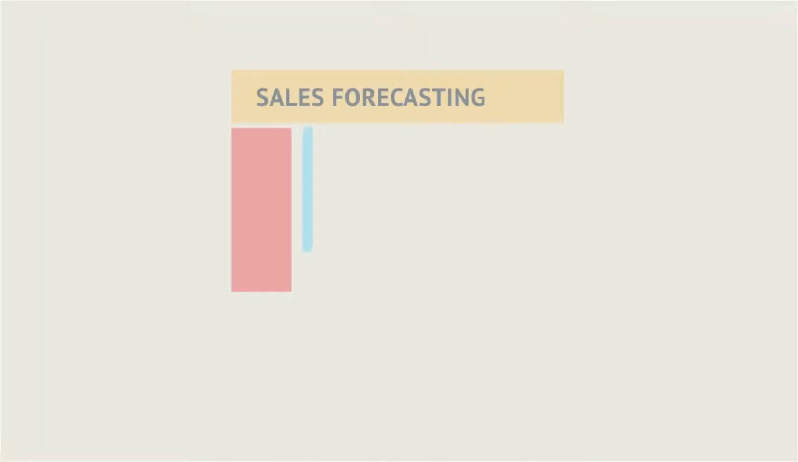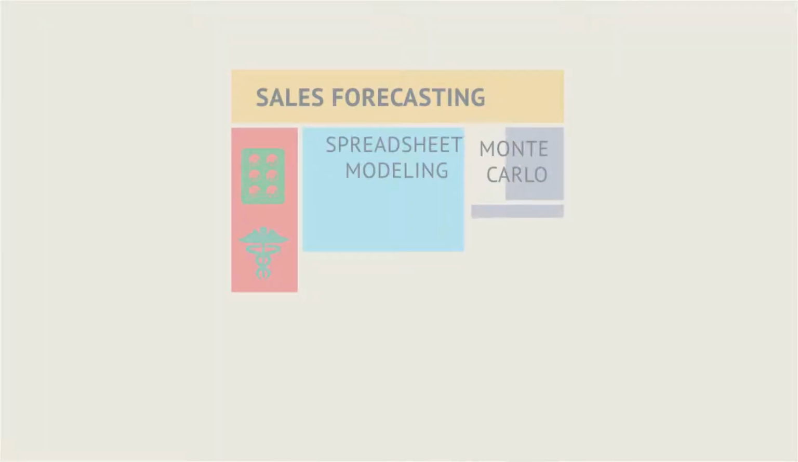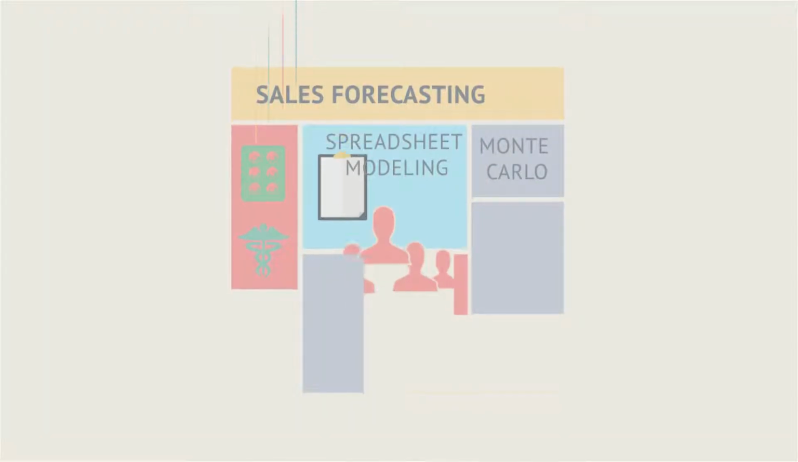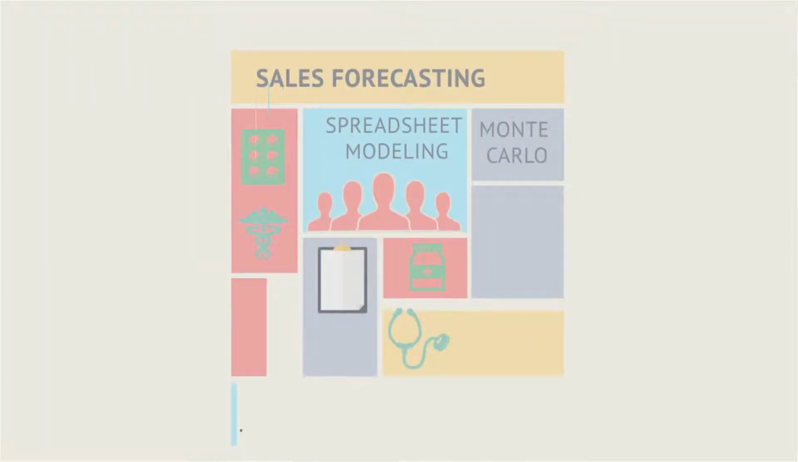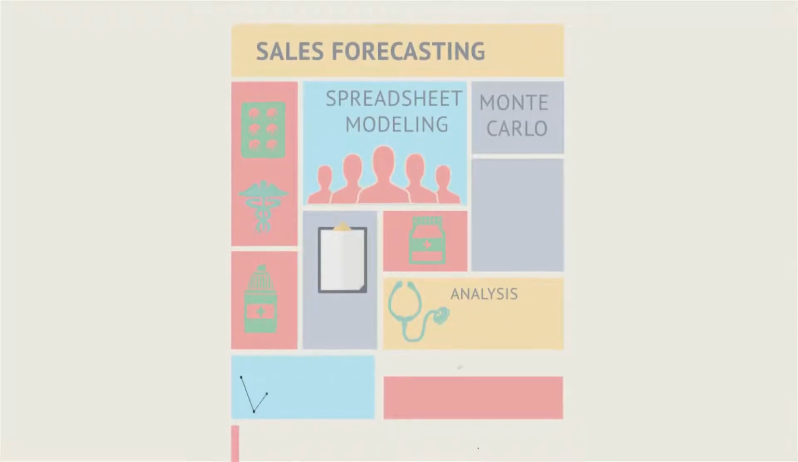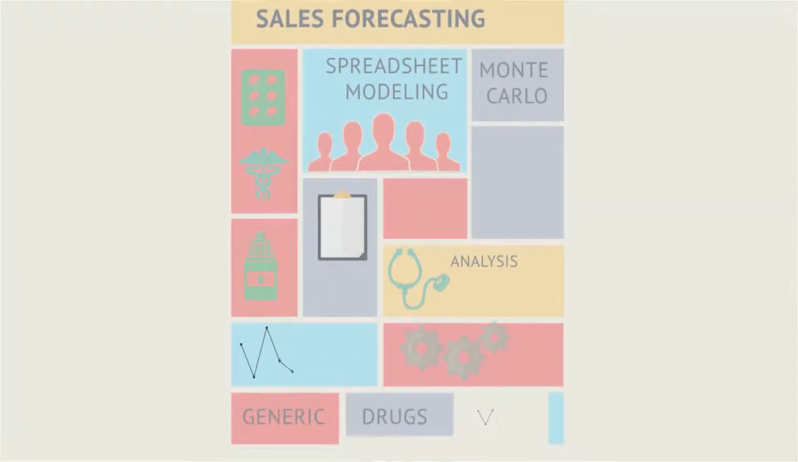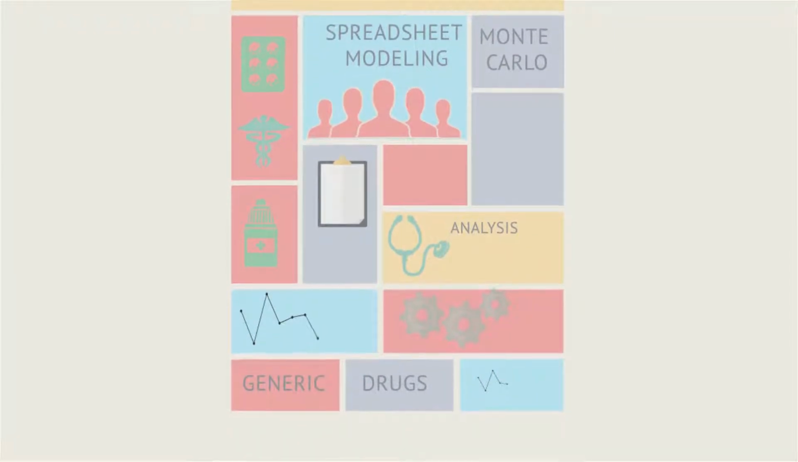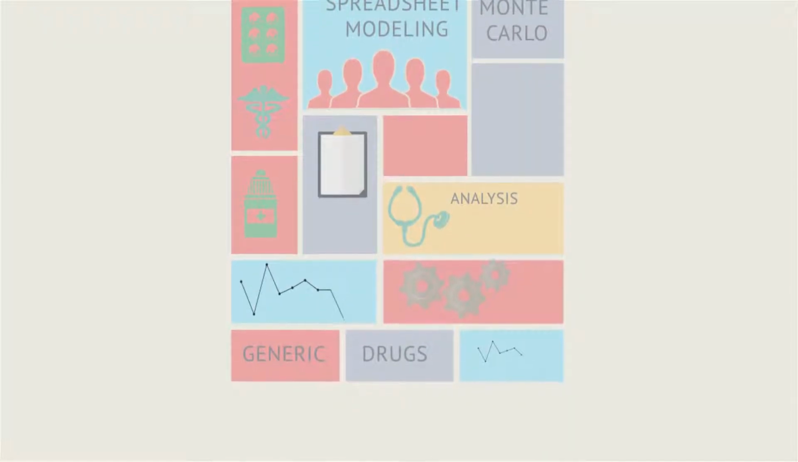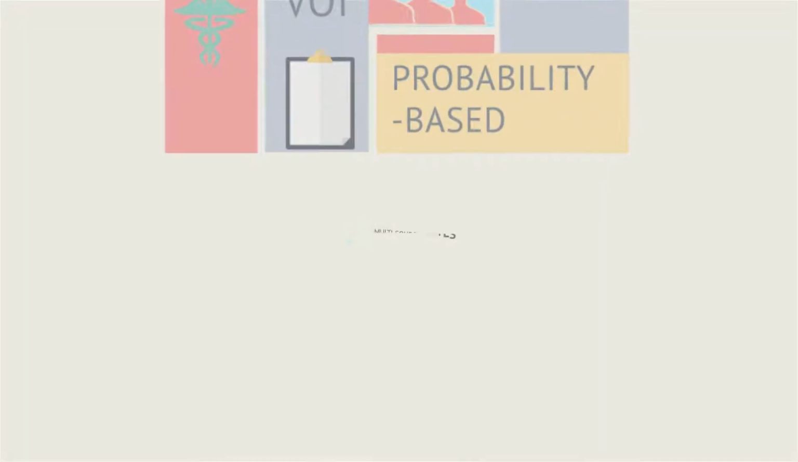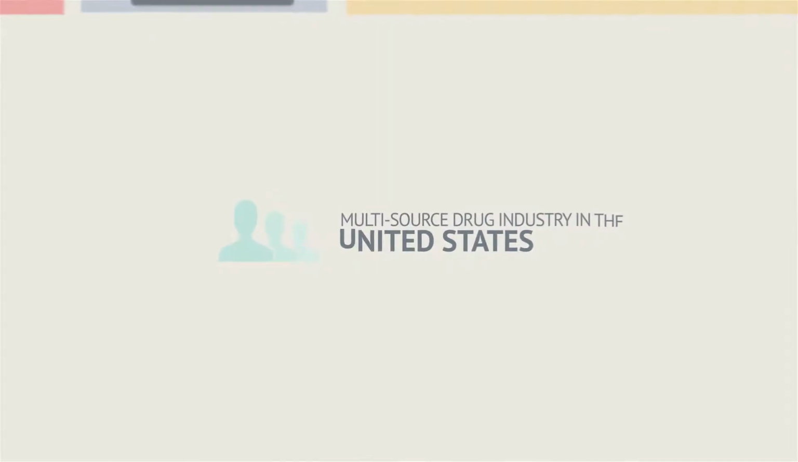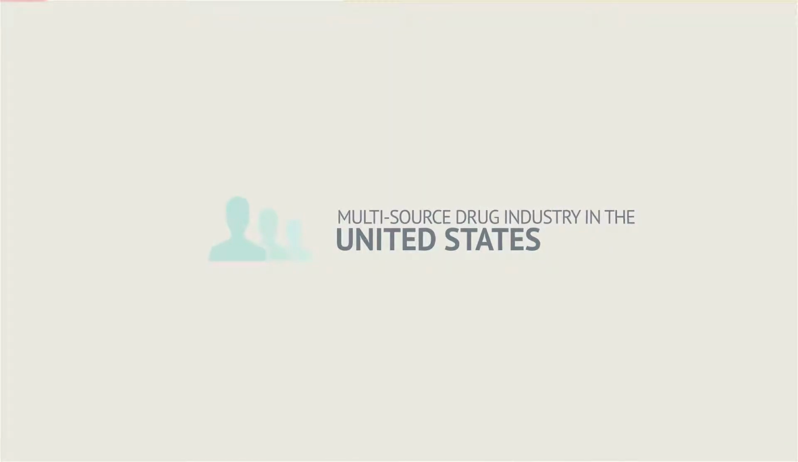If you are a stakeholder in the generic drug industry, you may want to stick around and watch this video. We will explore how traditional sales forecast models do not necessarily apply to the multi-source drug industry in the United States, and demonstrate a probability-based model we developed which more accurately assesses pricing levels, thus better positioning a drug for success at the wholesaler contract level.